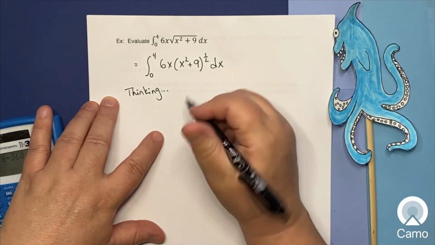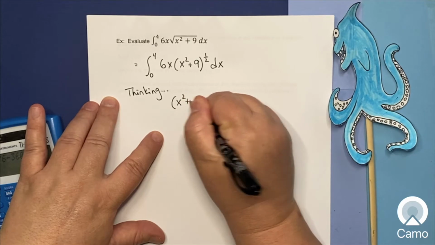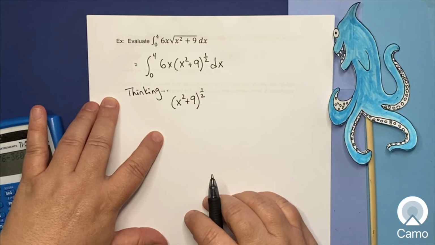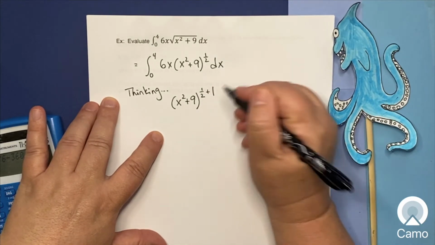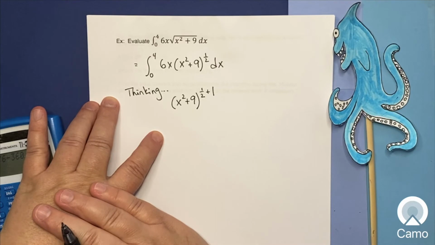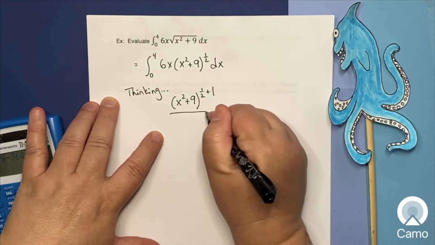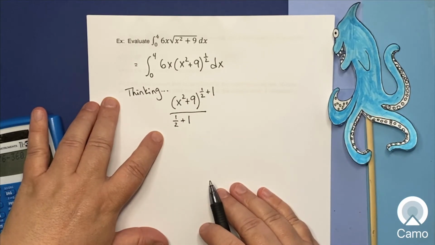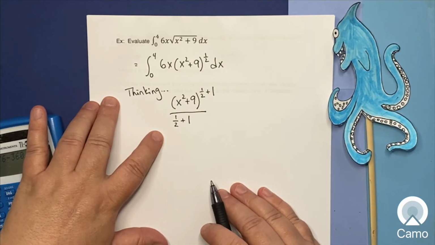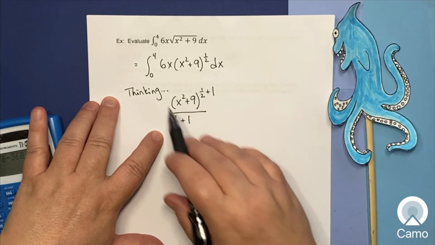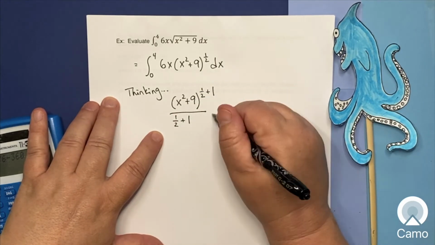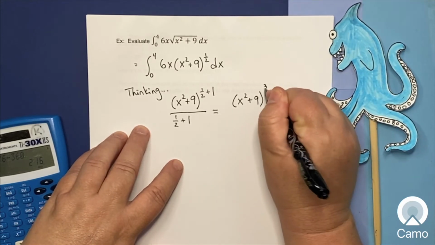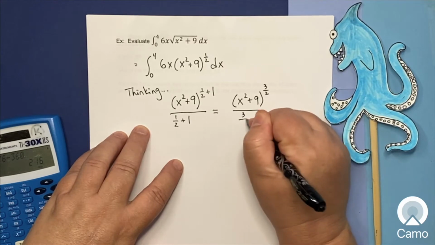I'm thinking, if I have x squared plus 9 and I raise that up, I would have to add 1, right? And then I would have to divide by 1/2 plus 1. This is using the power rule. Obviously this isn't all going to work this way, so this is just my thought process. So this would be x squared plus 9 to the 3/2 all over 3/2.